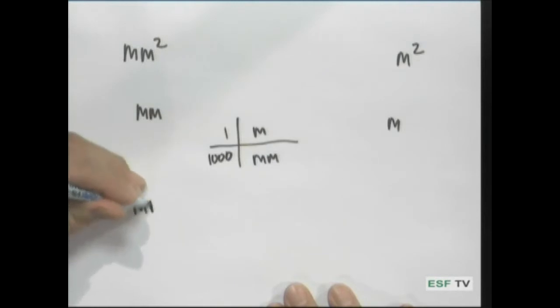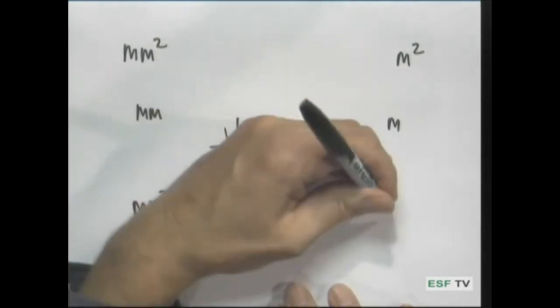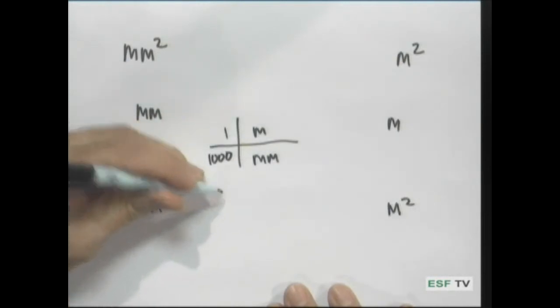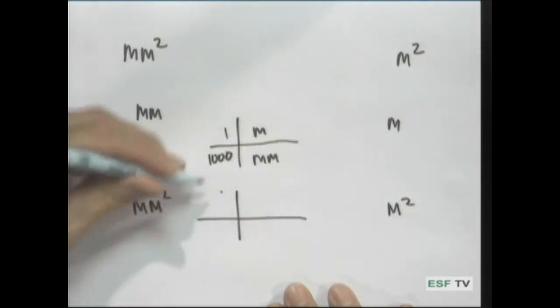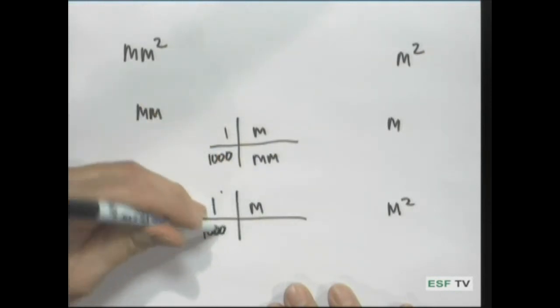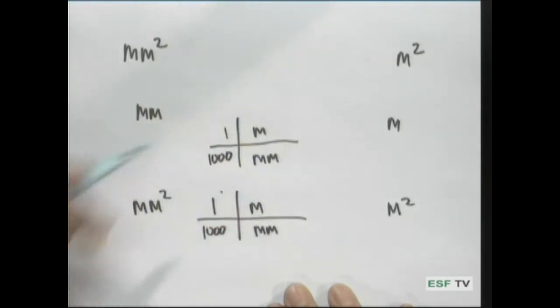So millimeters squared to meters squared. We take the same conversion factor, 1 times meters over 1,000 times millimeters. But of course, now look at this. We have millimeters squared over here, but millimeters here.